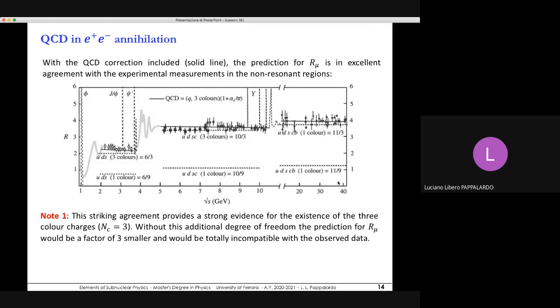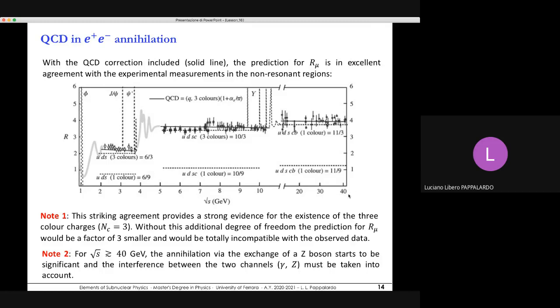There is also another comment here. You see the energy scale in this plot stops at around 40 GeV. Of course one can go higher here, but if you go higher in energy, you don't get a good representation of your data anymore, because as soon as you go higher in energy, the electromagnetic process starts to interfere with the weak process, where now the Z boson is exchanged in place of the photon. And so indeed one has to take into account this fact in order to make correct predictions.